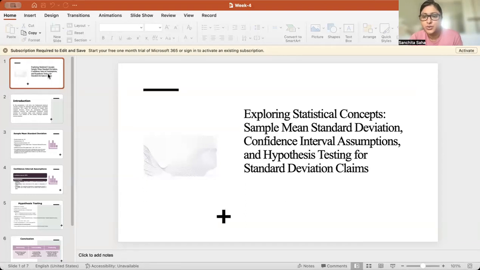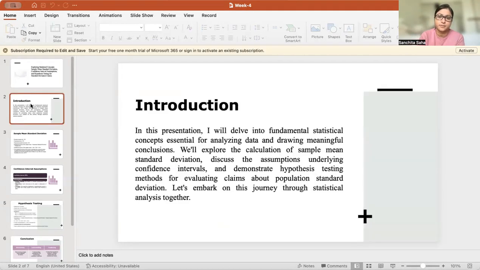Hello everyone. Today I'm going to present exploring statistical concepts: sample mean standard deviation, confidence interval assumptions, and hypothesis testing for standard deviation claims. I'm excited to delve into the fascinating world of statistical analysis with you. Throughout the presentation, we will be exploring some foundational concepts that are crucial for understanding and interpreting data effectively.